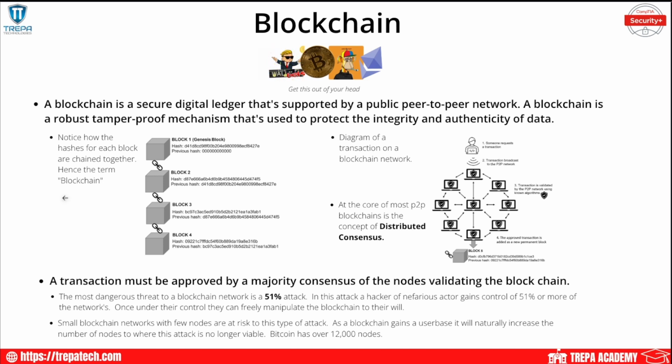So the structure: the blockchain is a series of blocks, each containing a list of transactions. Each block is linked to the previous one through cryptographic hashes, forming what's called a chain. This ledger is not stored in a single location or controlled by a single entity. Instead, it is distributed across a network of computers.